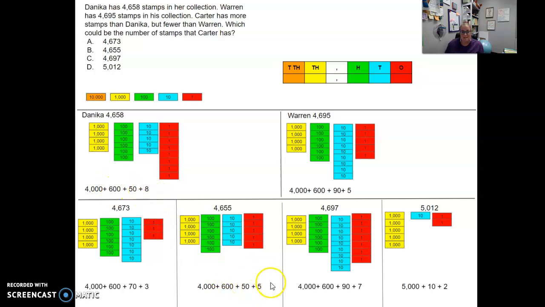Now Danica has 8, and this one only has 5. Remember, it says it has to be more than Danica. So since it has to be more, I'm able to get rid of answer choice B.